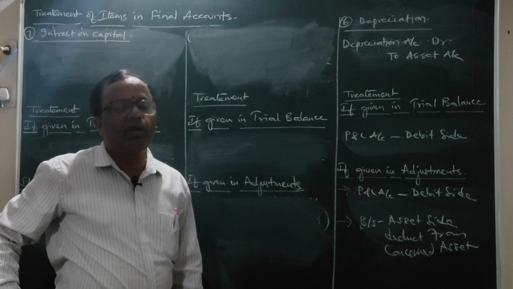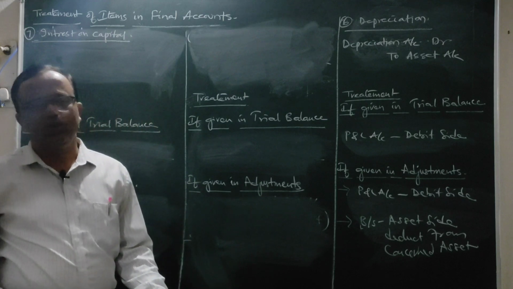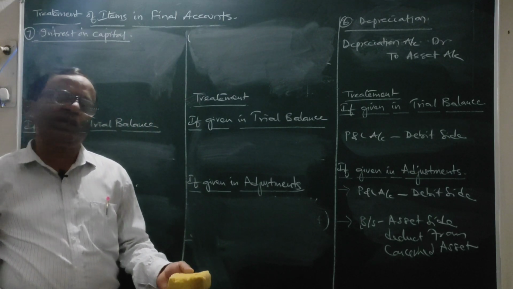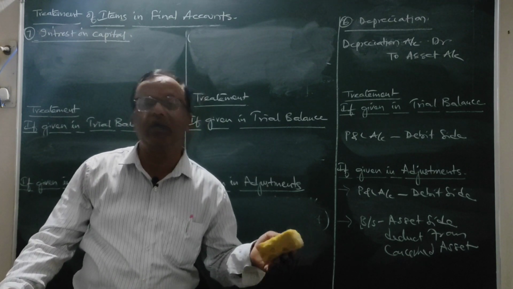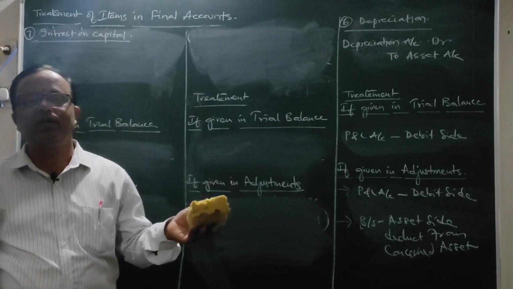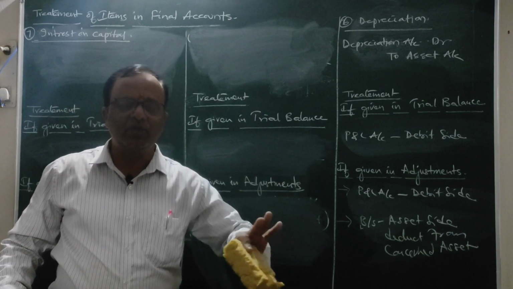So taking the business entity concept, we can say business is separate, owner is separate. Instead of investing the money in the business, if the proprietor had invested it somewhere outside, he would have earned some interest on that. So that interest is charged here. So it is a notional charge.